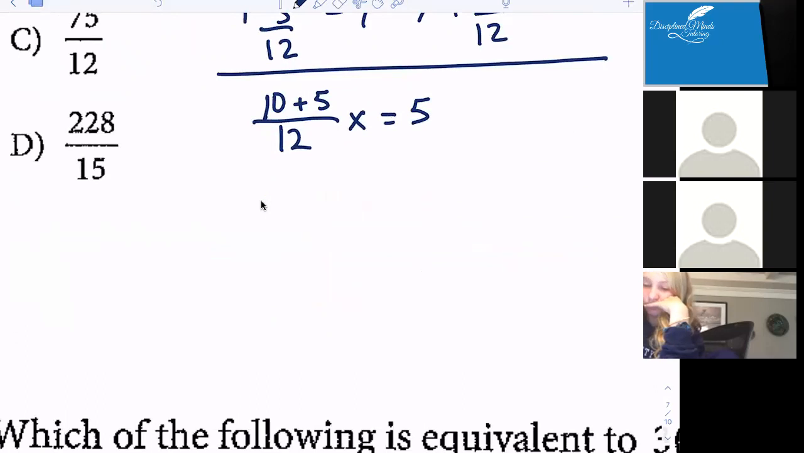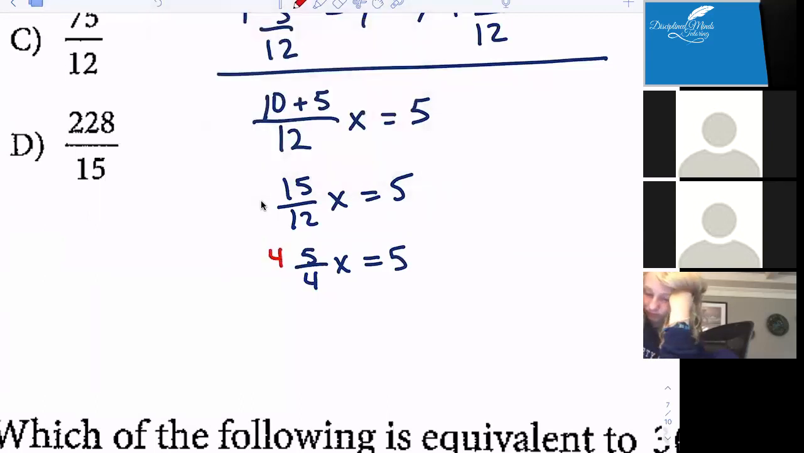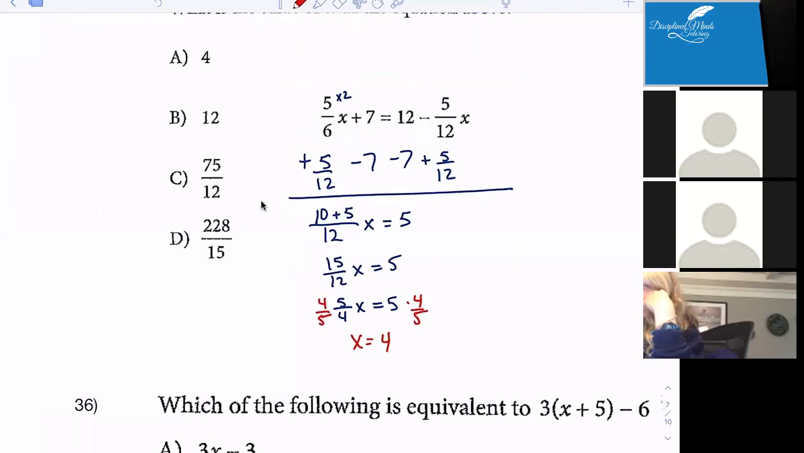So now 10 plus 5 is 15, so I have 15/12 x equals 5, but I think it's important to reduce by 3, so that becomes 5/4 x equals 5. And now, of course, we're going to multiply by the reciprocal, so x equals 4. Correct answer, A.